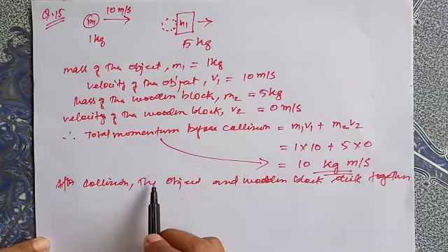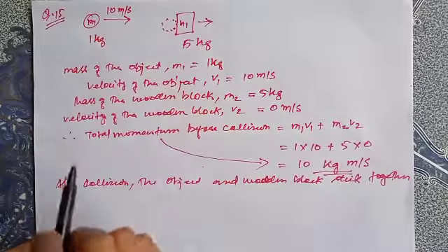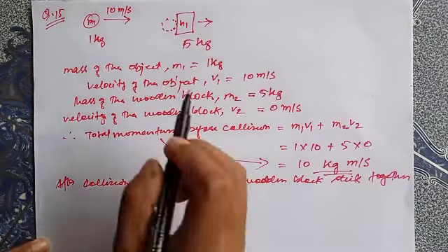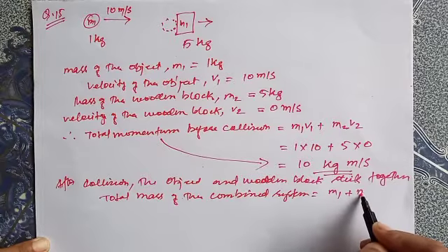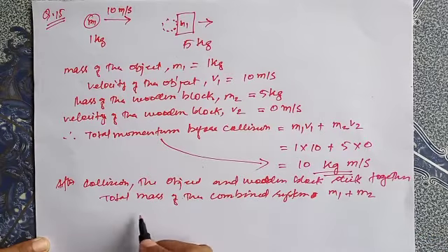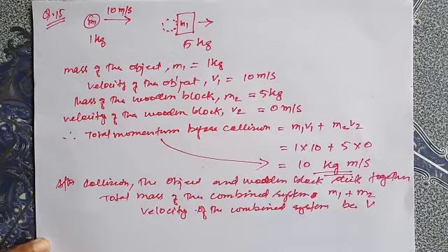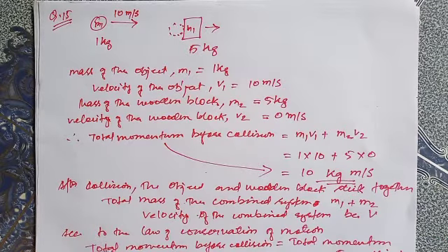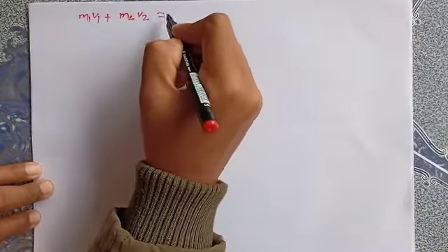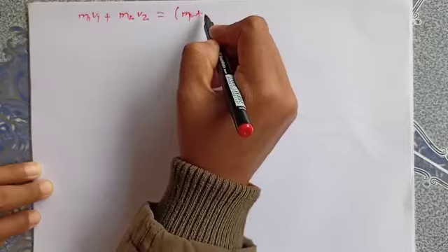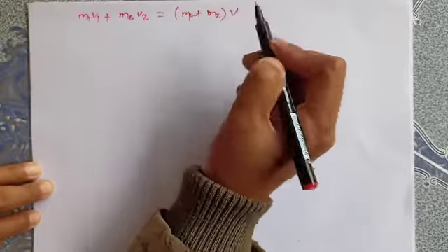So after the collision, the object and the wooden block stick together. So the total mass of the combined system is m1 plus m2 and velocity of the combined system be v. So according to the law of conservation of momentum, total momentum before collision is equal to total momentum after the collision. So m1 into v1 plus m2 into v2 is equal to m1 plus m2 into v.